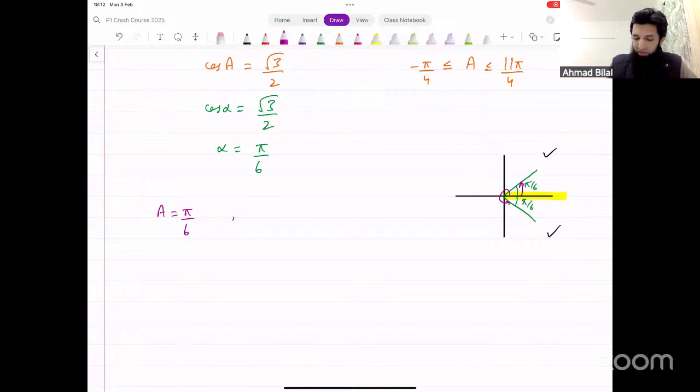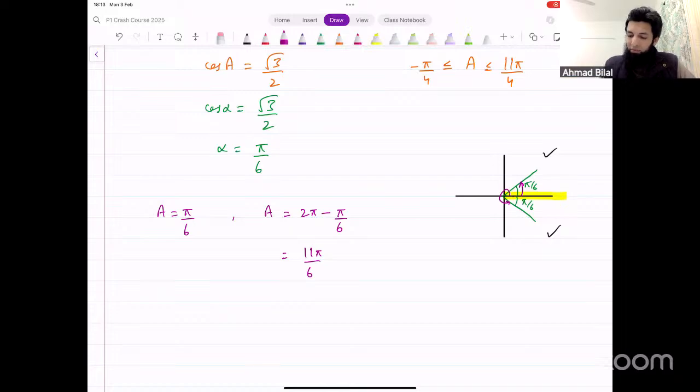This is also in the interval, right? Complete circle is 2 pi. Subtract from that pi over 6. So we have 2 pi minus pi over 6, and that simplifies to 11 pi over 6. That's the second angle that we're getting in the fourth quadrant now.